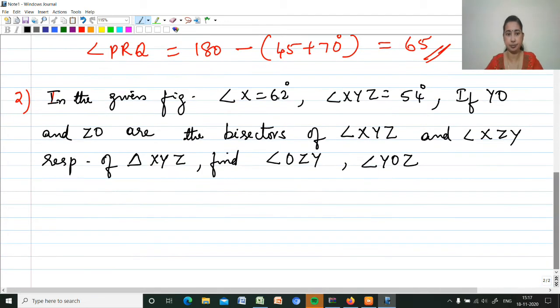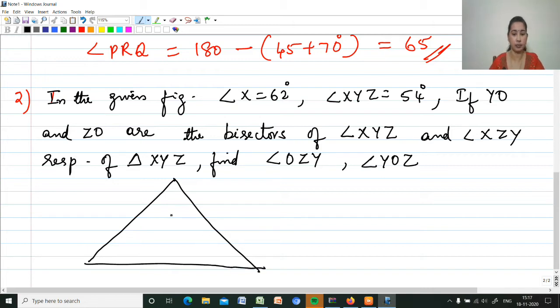Figure is given. This is triangle XYZ, and one angle, XYZ, is given as 54 degrees. This total angle is 54 degrees. Then this is O, and angle X is given as 62 degrees. You have to find how much are OZY and YOZ. These two angles we have to find.